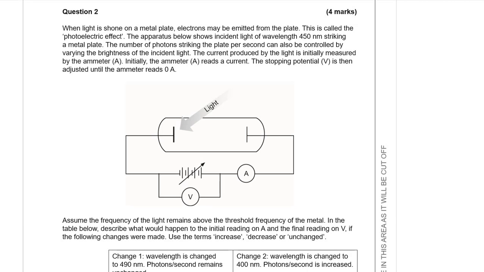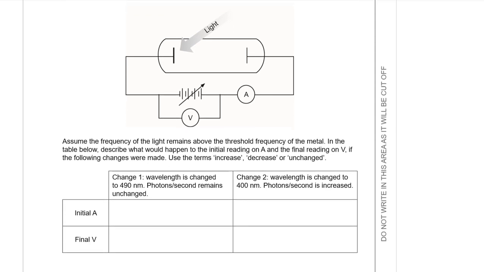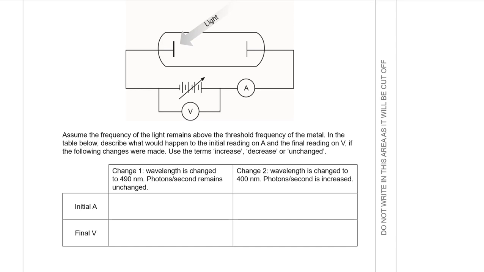Okay, so for question 2, what you're looking at is the apparatus demonstrating the photoelectric effect. There's 2 changes that you need to look at. The first of these changes is that you increase the wavelength from 450 to 490. So by increasing the wavelength, you're decreasing the amount of energy of those photons, which means that you're decreasing the amount of energy that those electrons will have when they're ejected. An important assumption here is that the frequency of the light remains above the threshold frequency. So every time a photon hits the target metal, it will eject a photoelectron.